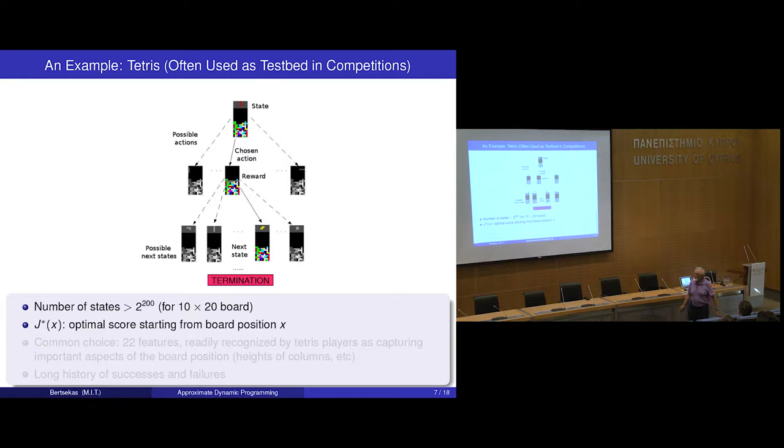Then I had a student who took one of my classes, and he suggested using an architecture involving 22 features. Now, these were features of the position. In this particular case, the 22 features were 10 features that were the heights of the columns of the wall, another 9 features which gave the differences between heights of adjacent columns, and another feature that was the maximum height of the wall, the number of holes in the wall, and so on.